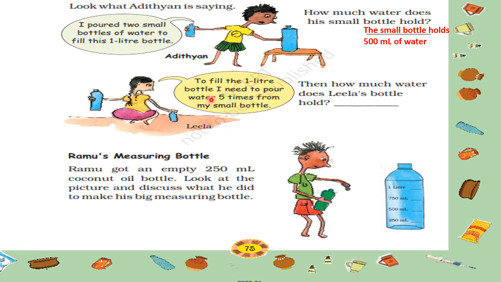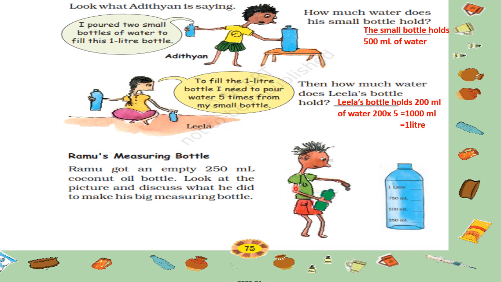Now, to fill the 1 liter bottle, I need to pour water 5 times from my small bottle. This girl Leela, she is having a small bottle on the left side and a big bottle, 1 liter bottle, on the right side. Okay. So if she is pouring water 5 times, then how much water does Leela's bottle hold? So, Leela's bottle will hold 200 milliliter of water. Why? Because 200 multiplied by 5 is equal to 1000 milliliter, which is equal to 1 liter. Understood? So how much water can her bottle hold? 200 milliliters.